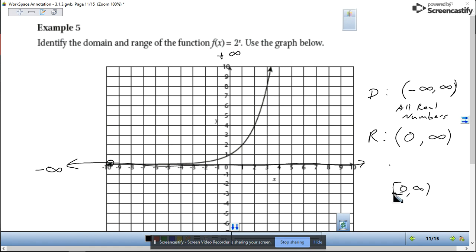All right. Again, our answer is not that. So our answer is this for range, and this or this for domain. Okay? You can only use all real numbers if it's negative infinity to infinity.